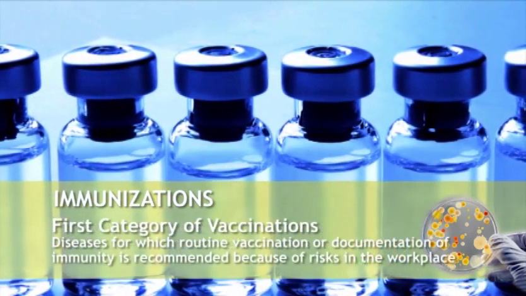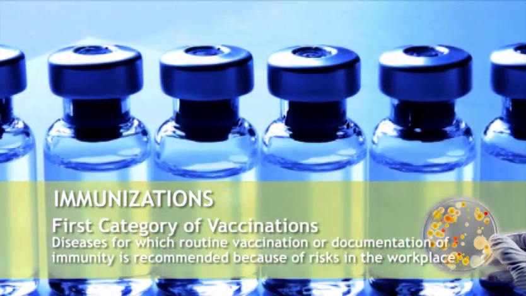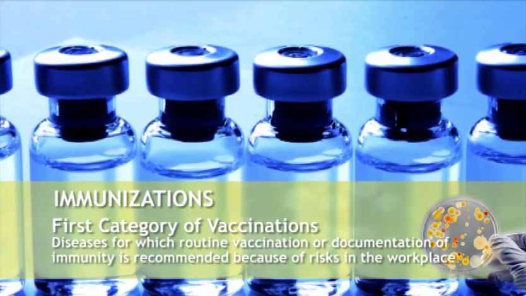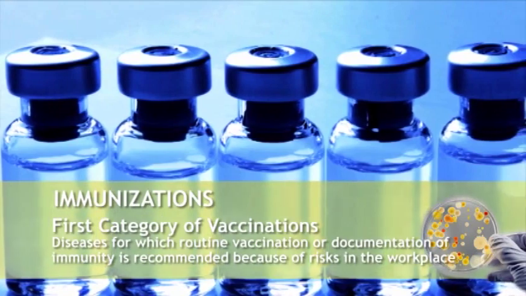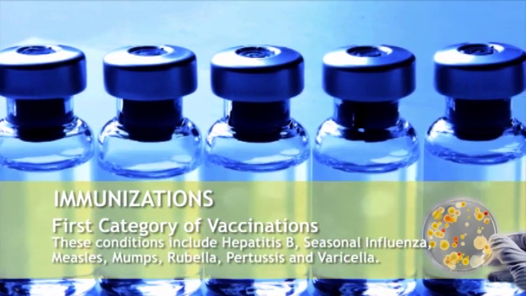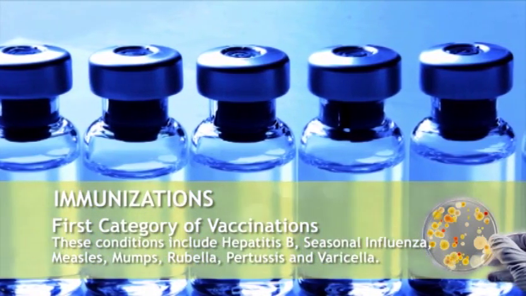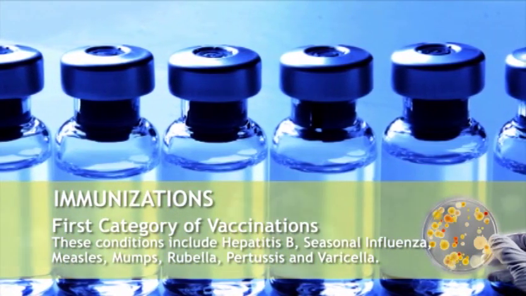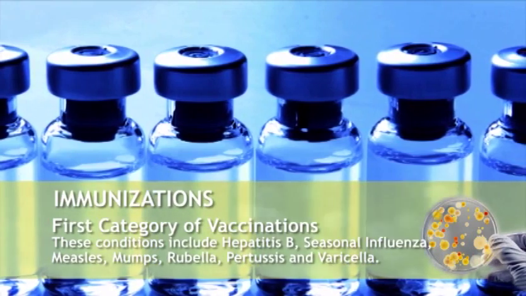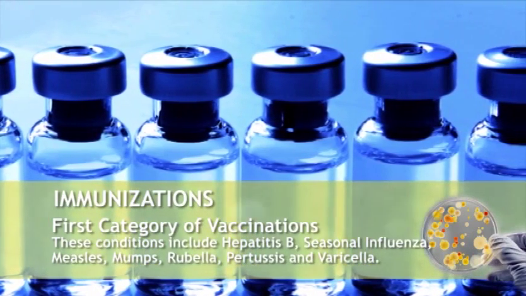The first category includes those diseases for which routine vaccination or documentation of immunity is recommended because of risks in the workplace. These conditions include hepatitis B, seasonal influenza, measles, mumps, and rubella, and also pertussis and varicella. Immunizations for hepatitis B, for example, are mandated by OSHA.